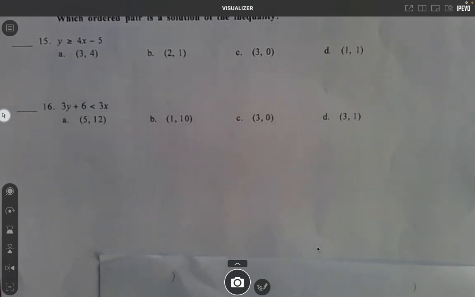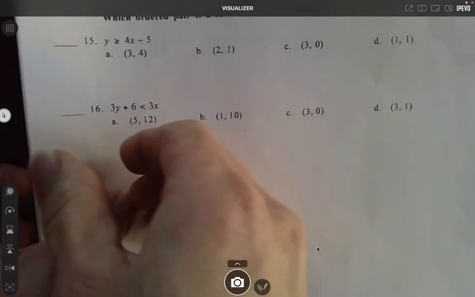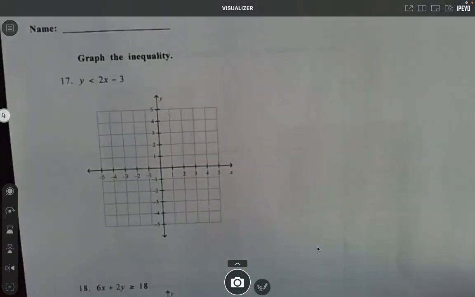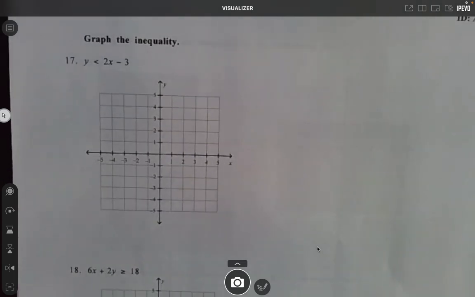Alright, number 17. It says graph the inequality. So what's my starting point? I'm going to go down to what number? Y. Well, down 3 on the y-axis. So negative 3, that number right there on the y-axis. And then you go up 2 over 1. Go up 2 and over 1. That's from that number right there.